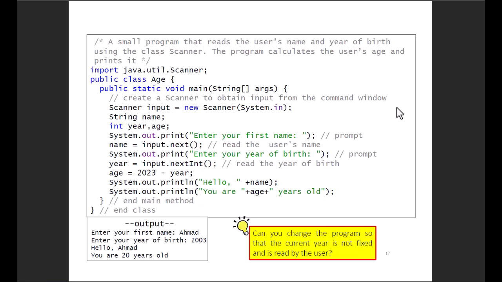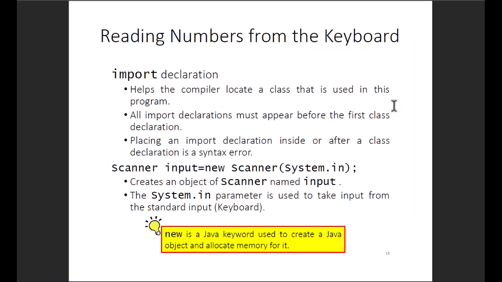Alright, a few slides quickly. You need to read these slides. You see the import declaration. So this is important to be before the class. And then there's the scanner input equal new scanner of system.in. This should be declared before using the variable input.